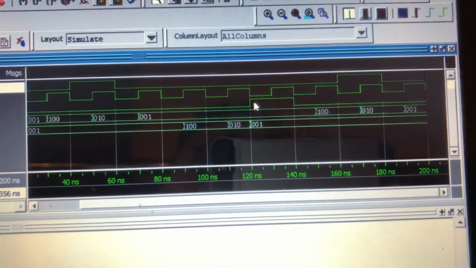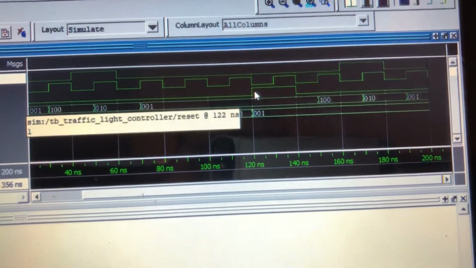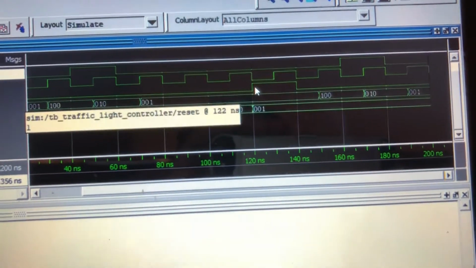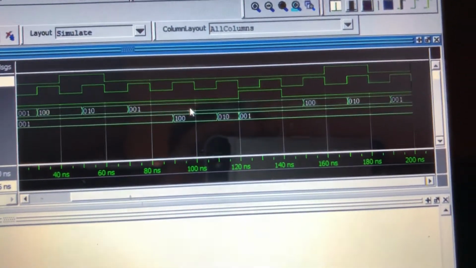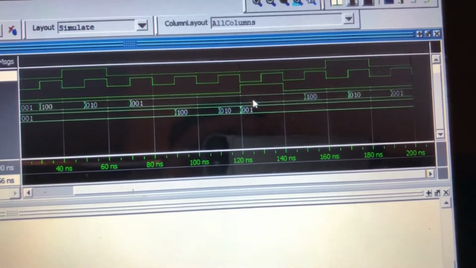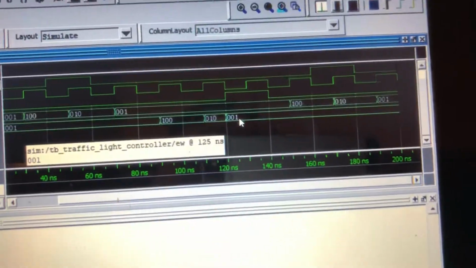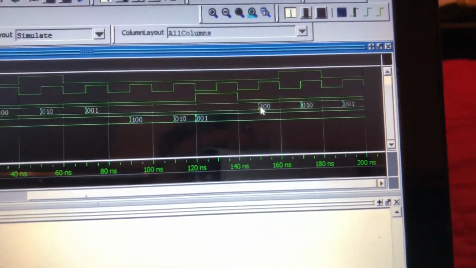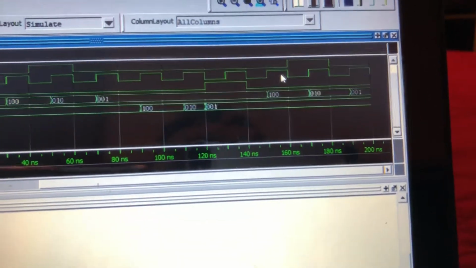And then here you see our reset. So then we're going to reset back to state 0, which is both at a red light. So here you can see north-south is still in the red light, and east-west has transitioned into a red light. And then north-south is going to go back to a green light.